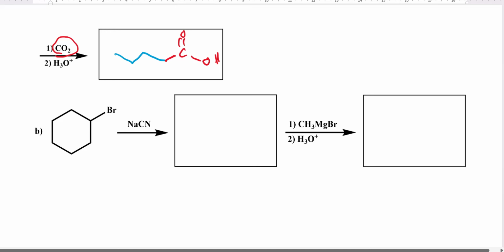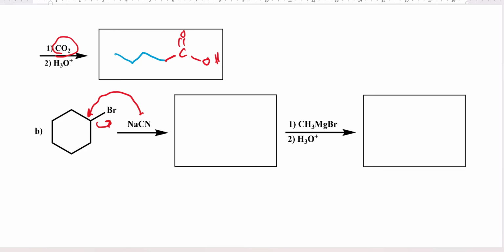In the next question, here we have cyanide. So it is an SN2 reaction. Cyanide can attack and kick bromine out of the structure. Here we have a cyclohexane with a cyanide group.